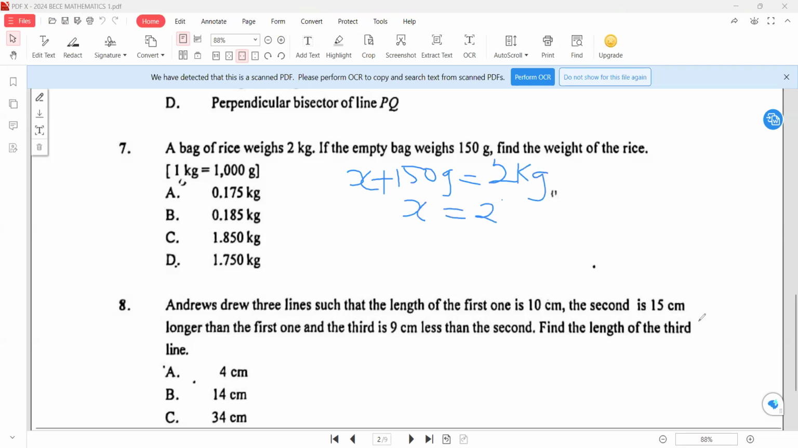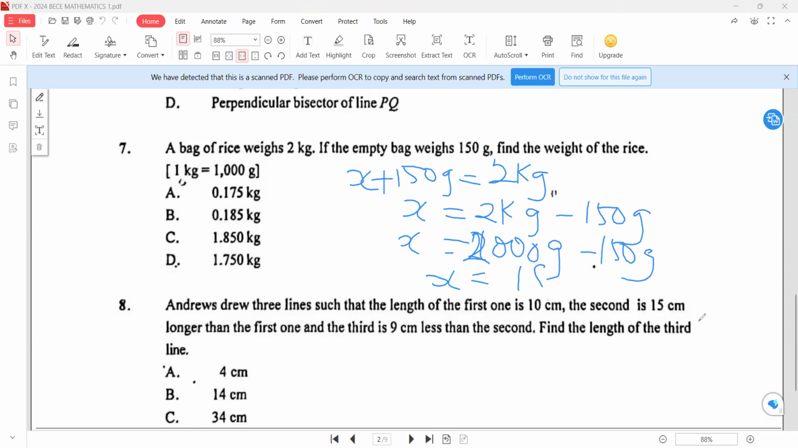So 2 kilograms minus 150 grams. 1 kilogram is 1,000 grams, so 2 kilograms is 2,000 grams minus 150 grams. And that should give you 1,850 grams. The weight is in kilograms, so you change this to kilograms by dividing by 1,000, and that's 1.850 kilograms. Option C.